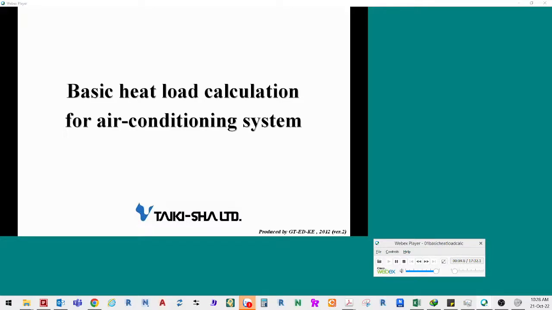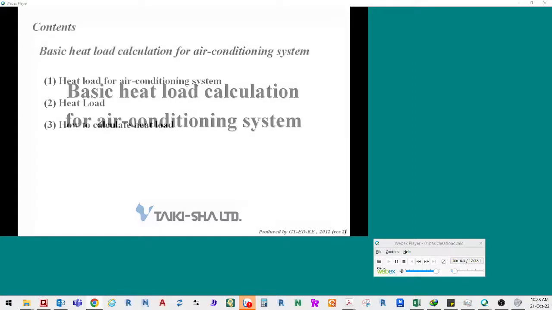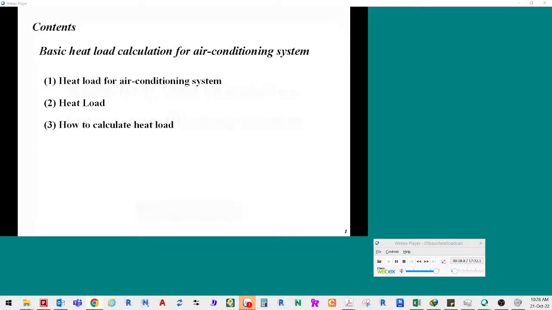Under the theme of basic heat load calculation for air conditioning system, I will explain the basis of heat load calculation. The contents I will explain are shown on the slide.